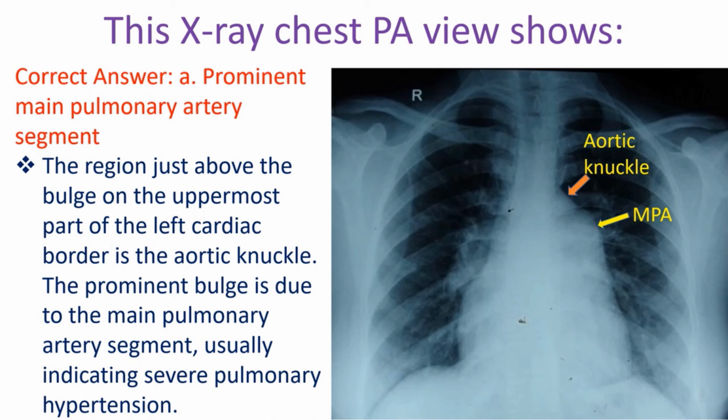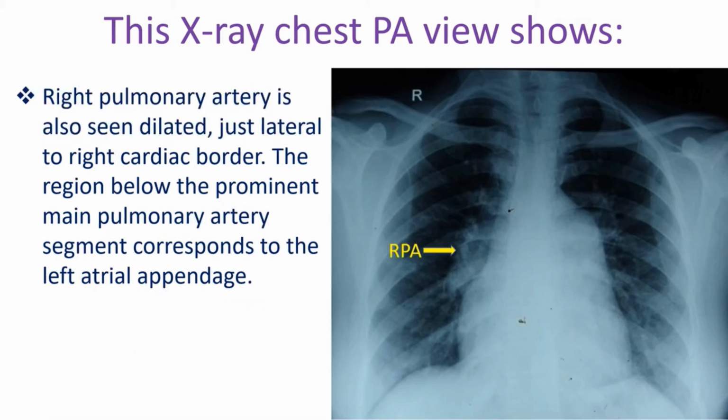The region just above the bulge on the uppermost part of the left cardiac border is the aortic knuckle. The prominent bulge is due to the main pulmonary artery segment, usually indicating severe pulmonary hypertension. Right pulmonary artery is also seen dilated just lateral to the right cardiac border. The region below the prominent main pulmonary artery segment corresponds to the left atrial appendage.